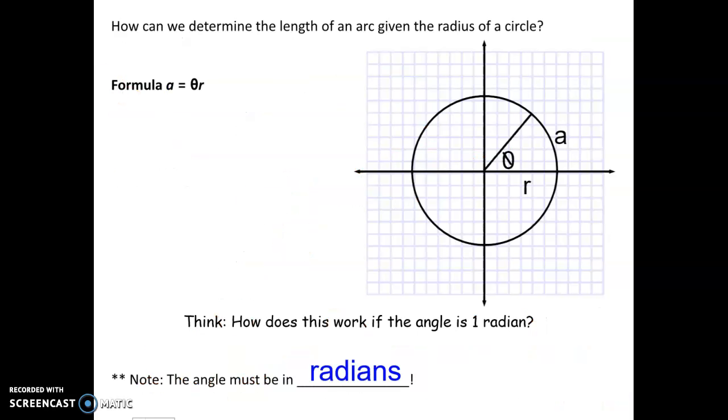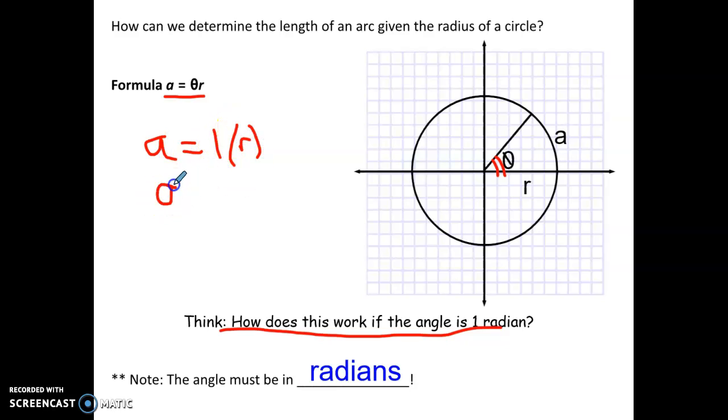The final thing for today is we need to look at how to use this formula to calculate arc length compared to the angle and the radius. So look at this little diagram here. The angle has to be in radians. And if you're thinking about how this works, if the angle is 1 radian, that would be A equals 1 times r, which means A equals r. And by definition of what a radian is, the radian is when the arc equals the radius. So this should make sense.